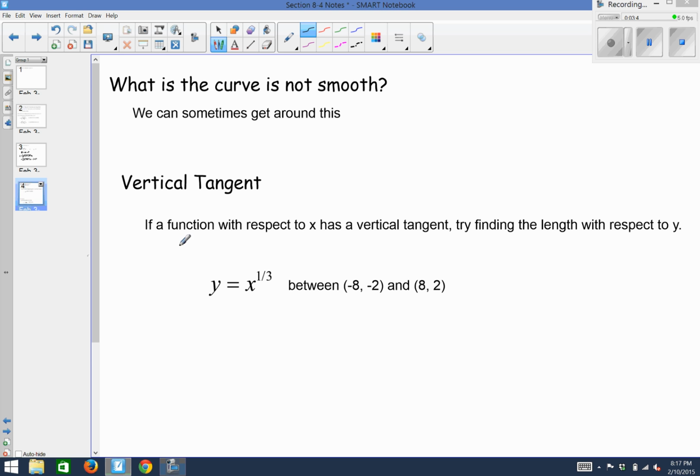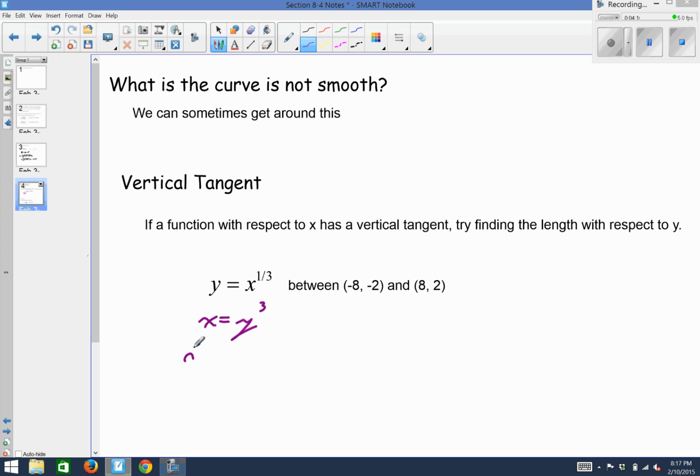With vertical tangents, what we do is that since a vertical tangent means that it's momentarily going vertical, instead of doing this with respect to x, we switch and do it with respect to y. So y equals the cube root of x does have a vertical tangent at (0, 0). So if we switch this to be with respect to y, it removes the vertical tangent, because with respect to y, it's not a vertical tangent. Just do your head tilt to see that on the curve.